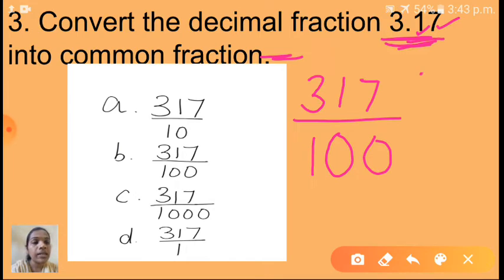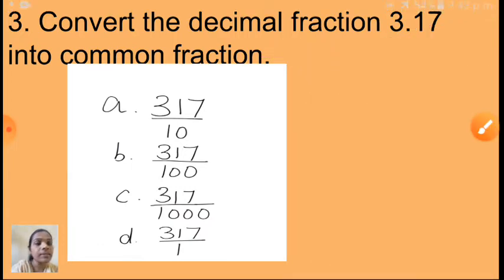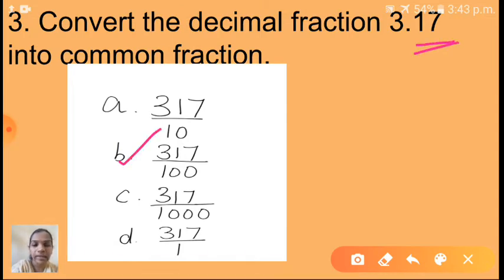Just imagine if you get a question like this: 31.7. This decimal fraction you have to convert into what? Common fraction. So that same step you have to follow. Ignore the decimal point. 317 upon 1 you have to write. How many 0 do you have to write here? Yes, only 1 zero, because after the decimal point there is only one digit. Isn't it children? So only 1 zero you have to write here. But here, see, in your question after the decimal point there are 2 digits. So 100 you have to write. So here which one is the correct answer? B option. Understood children? Shall we go to the next now? Is it easy?